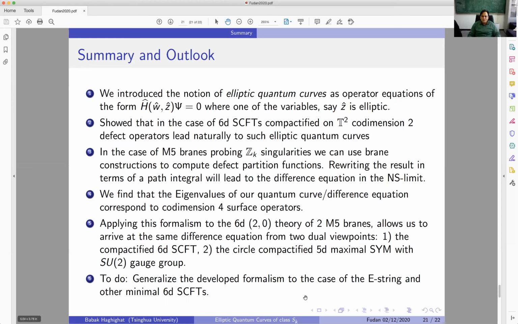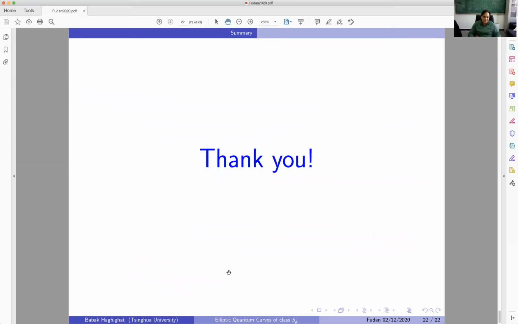What needs to be done in the future, and this is work in progress, is to generalize these difference operators and quantum curves to the case of the E-string, and also to other minimal 6D SCFTs. So with this, I would like to end. Thank you very much.